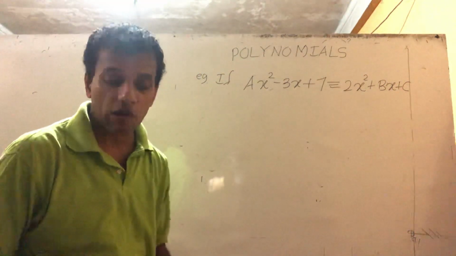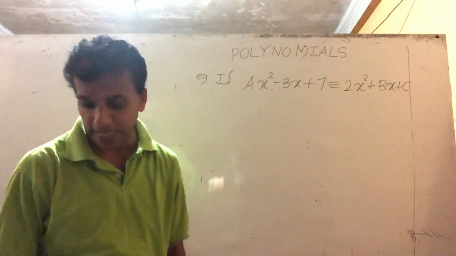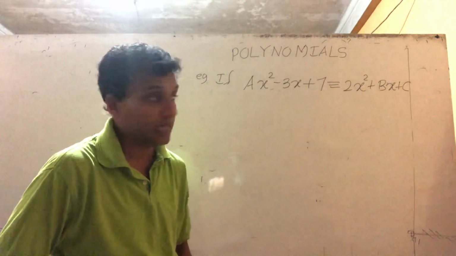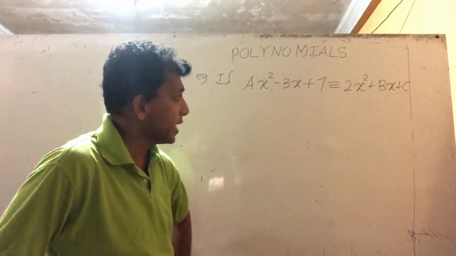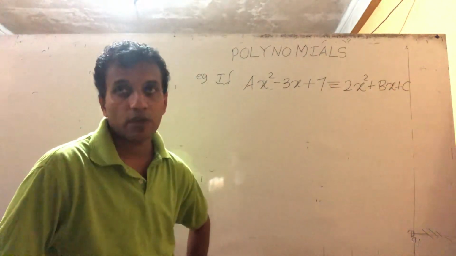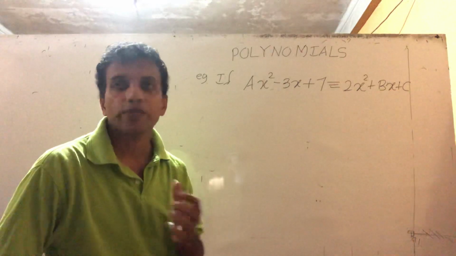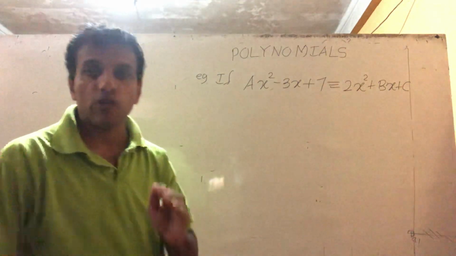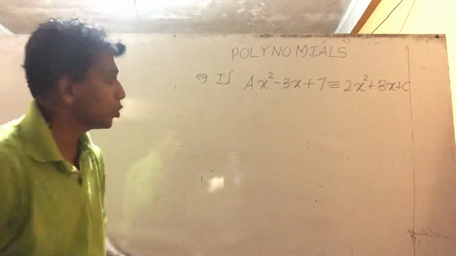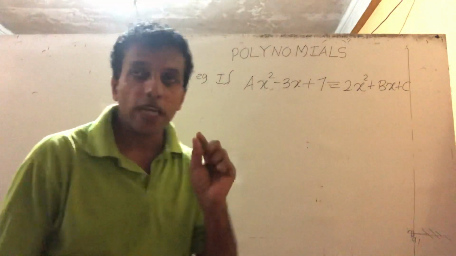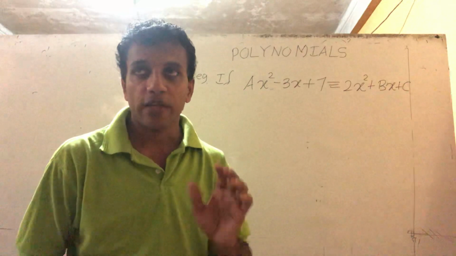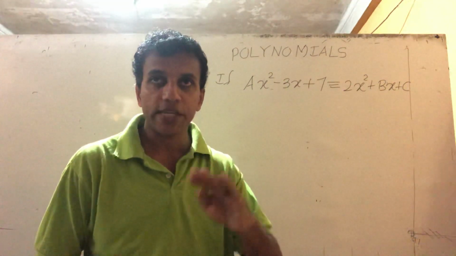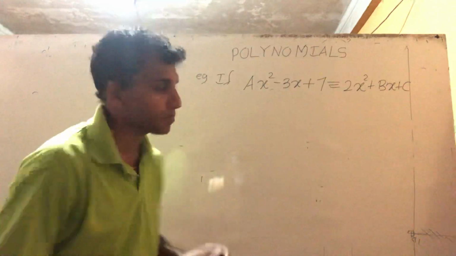Find the values of a, b and c. So very simple straight question. These two polynomials are equal, therefore corresponding coefficients are same, equal. So both sides we will equate the coefficients, right? The idea of solving is equating the coefficients both sides.